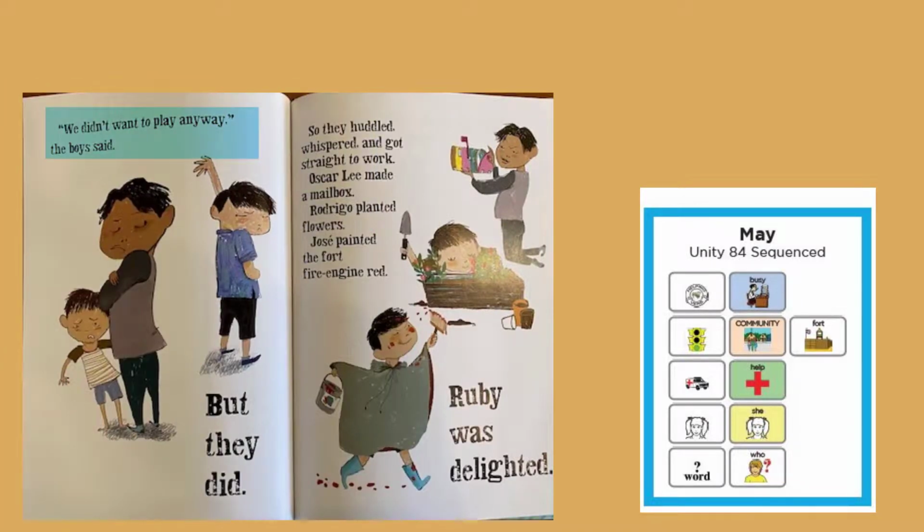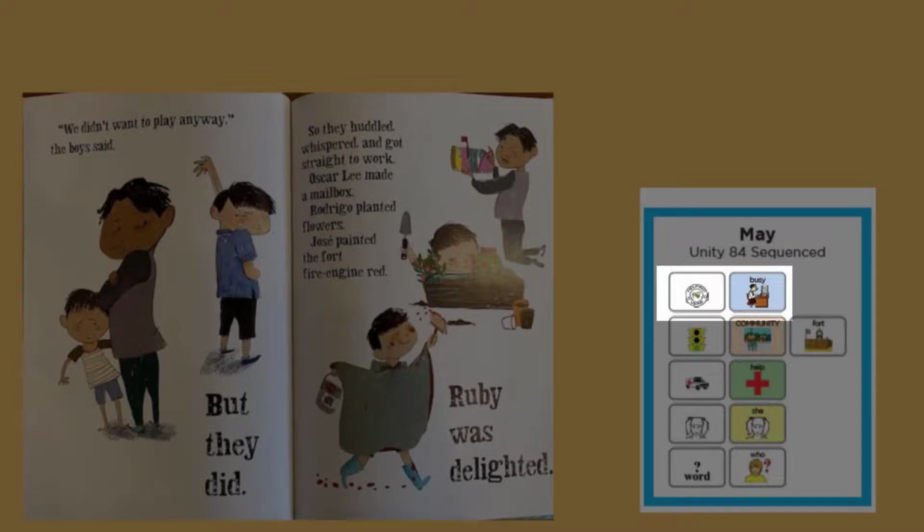"We didn't want to play anyway," the boys said, but they did. So they huddled, whispered, and got straight to work. Oscar Lee made a mailbox. Rodrigo planted flowers. Jose painted the fort fire engine red. Ruby was delighted. Looks like the boys aren't too busy to help now. They all made something nice for the fort.